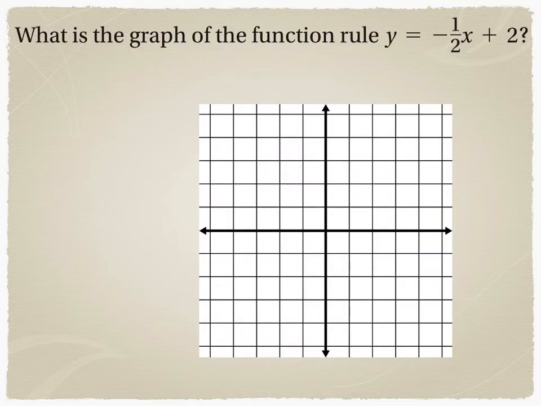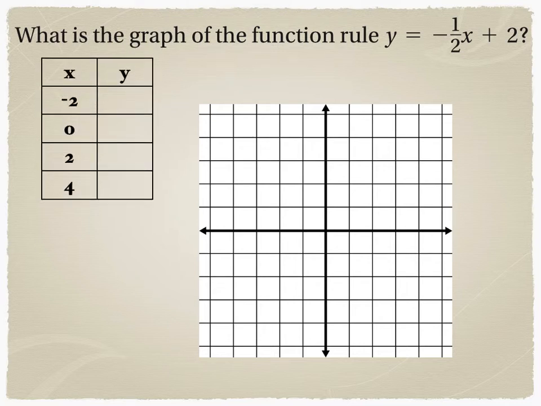So the first question says, what is the graph of the function rule y equals negative 1/2 x plus 2? This is the one that I was talking about. You probably should know what this equation is going to be. It's an equation in slope-intercept form, y equals mx plus b, and we have another way to graph this function rule. However, today we're going to practice tables. So we're going to go ahead and make a table. And you'll notice that I've chosen my x values of -2, 0, 2, and 4.